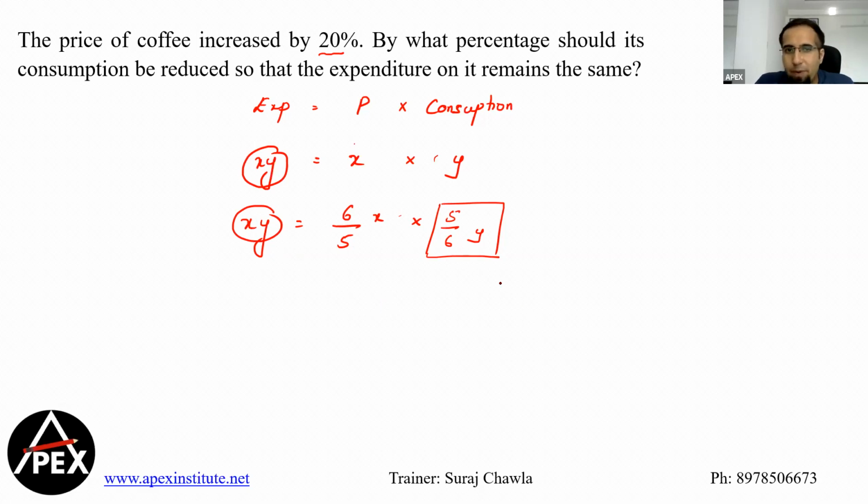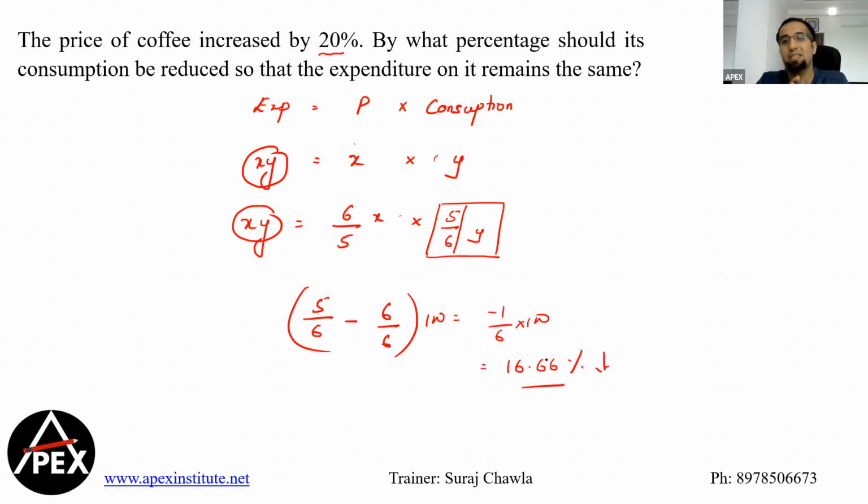Clear, guys? So if 5 by 6 is my multiplying factor, I would say 5 by 6 minus 1. Instead of 1, 6 by 6 into 100, which means minus 1 by 6 into 100, which is equal to 16.66% drop. So therefore, the consumption should reduce by 16.66%.